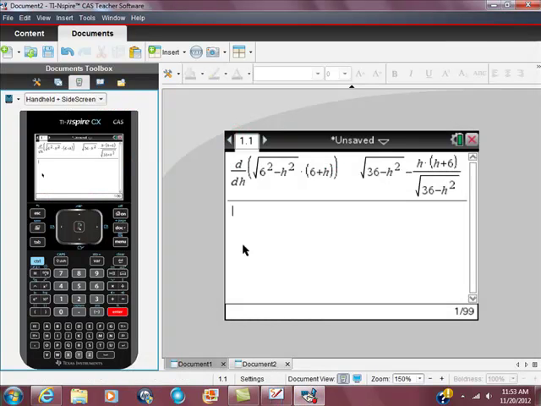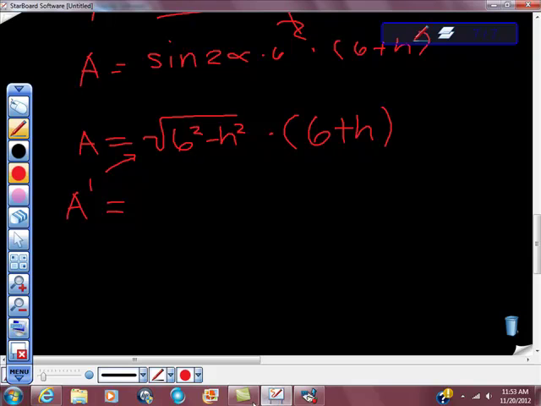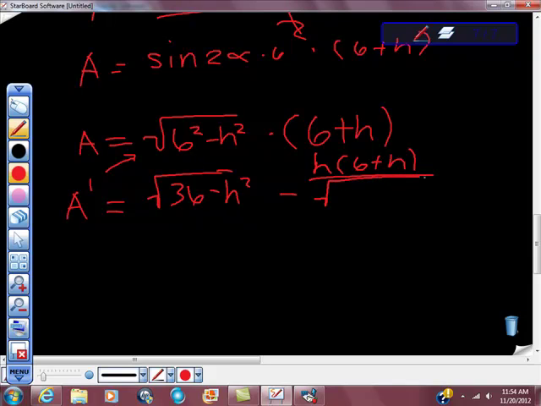So what we did is we used our TI-Nspire CX CAS to figure out the derivative of this whole thing, and we got this whole thing right here. What that ends up as is the square root of 36 minus h squared minus h times 6 plus h, all over the square root of 36 minus h squared. And we have to solve for h. So now we're gonna set this whole prime equal to 0.